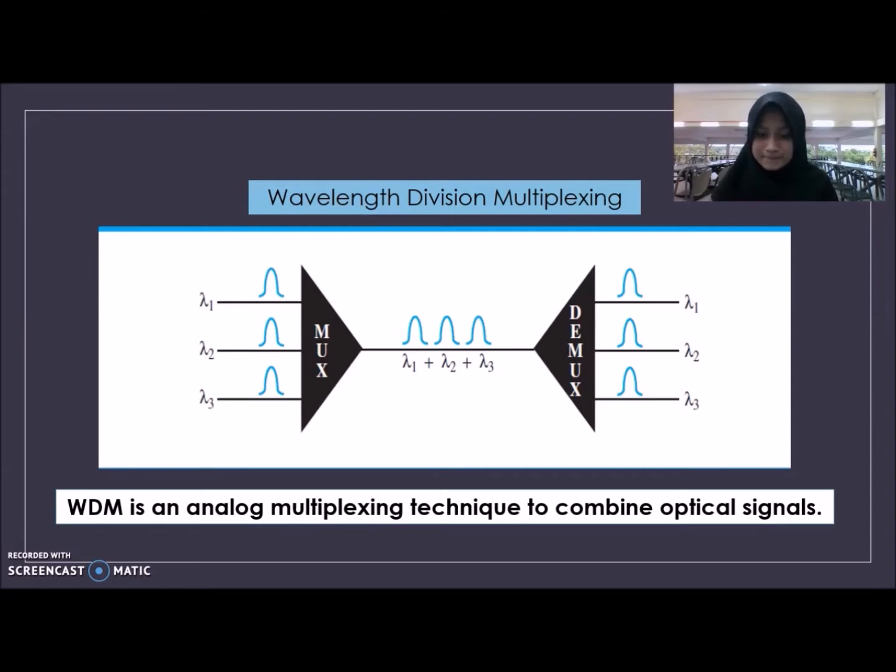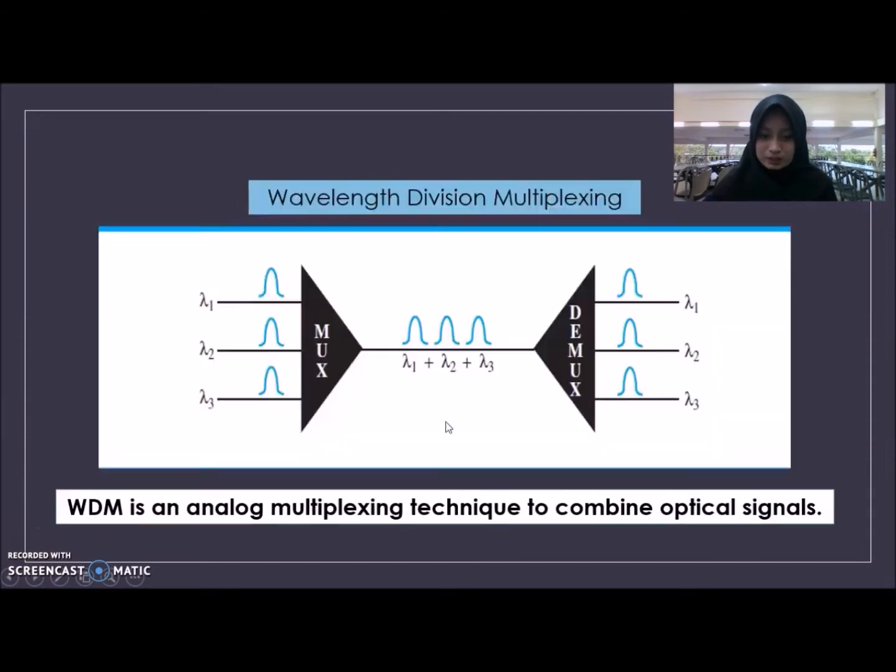The idea is this: we are combining different signals of different frequencies. The difference is that the frequencies are very high. This figure gives a conceptual view of a WDM multiplexer and demultiplexer. Very narrow bands of light from different sources are combined to make a wider band of light. At the receiver, the signals are separated by the demultiplexer.